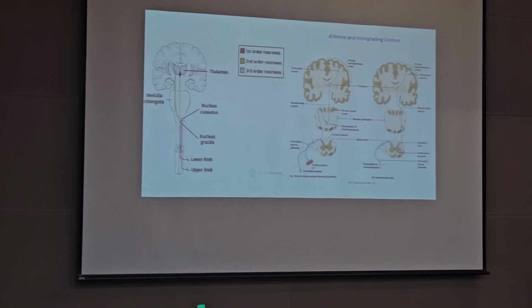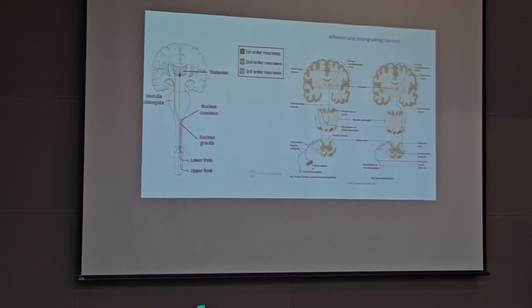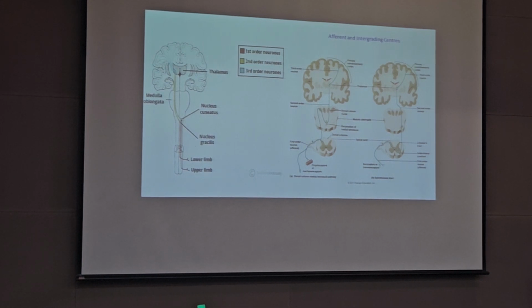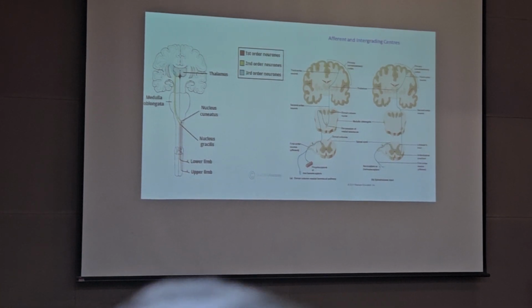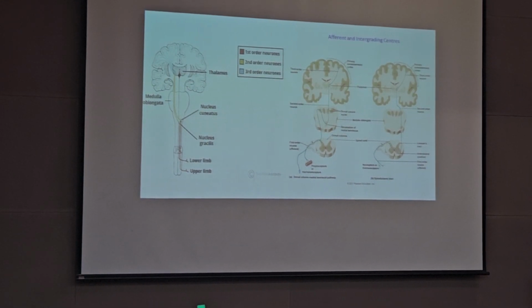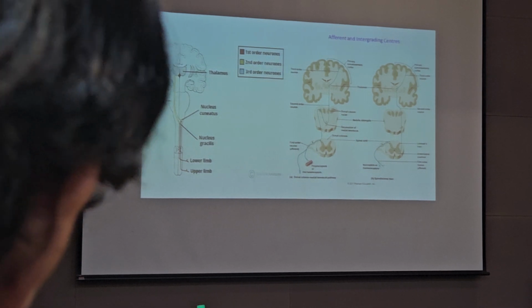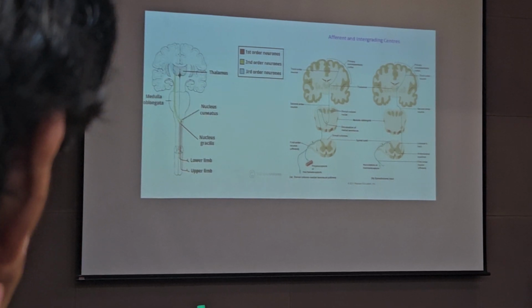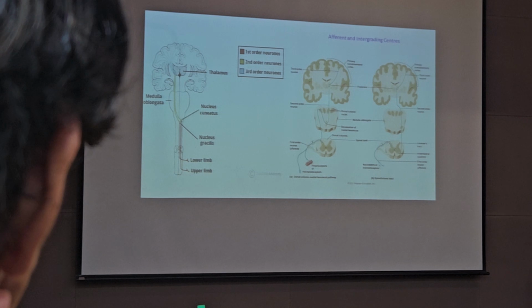And then according to the pathway, we have two main pathways. One pathway carries vibration and proprioceptive sensation, that is the dorsal column medial lemniscus pathway. Another one is the anterolateral pathway, which carries pain and temperature sensation.